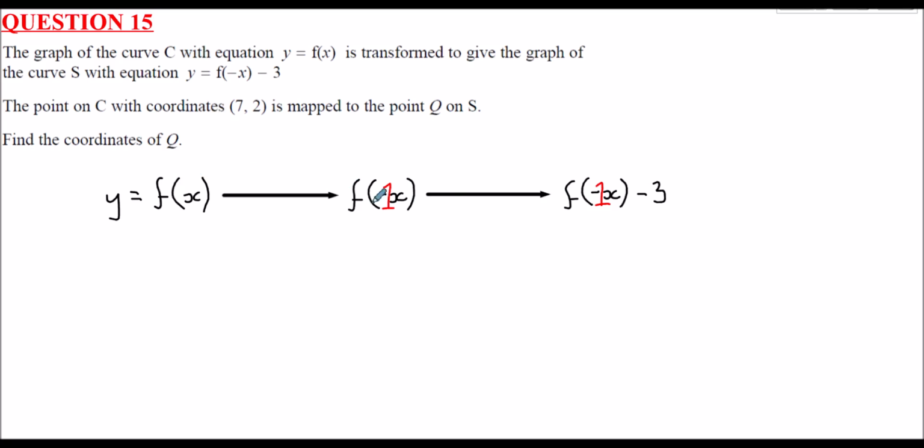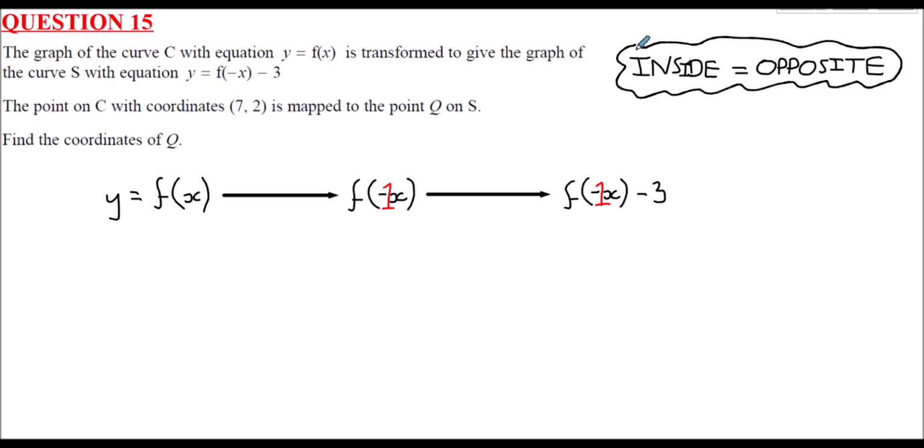Now, when the change happens inside of the function brackets, what I tell my students is: inside equals opposite. So it works opposite to common sense. Here, it looks like the x-coordinates are being multiplied by minus 1. But actually, you need to consider it in terms of the opposite. So the opposite of multiplying would be dividing.